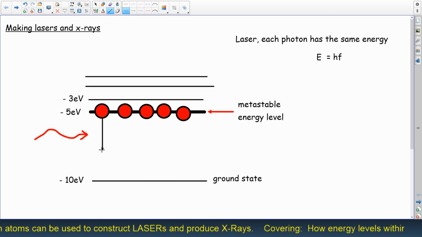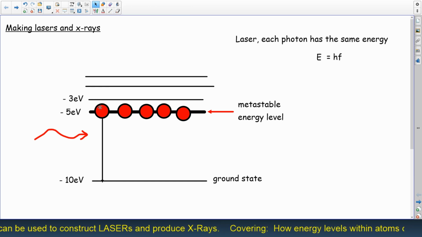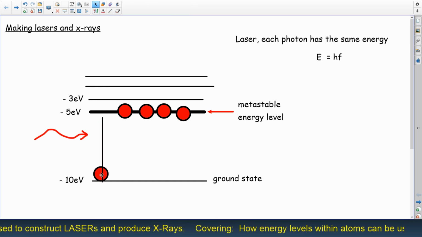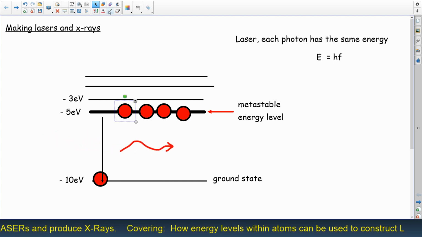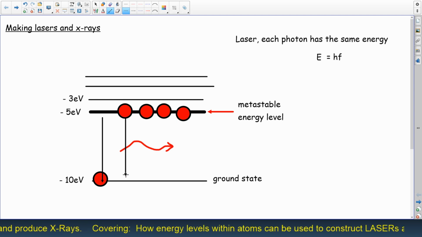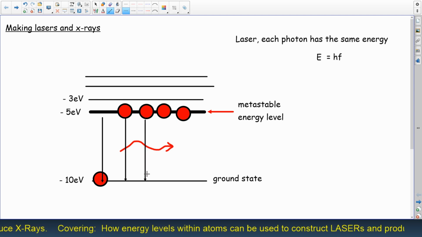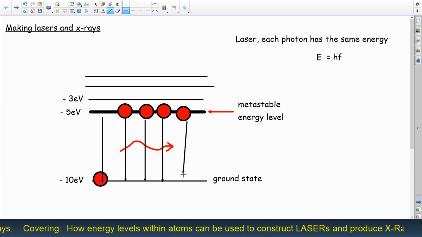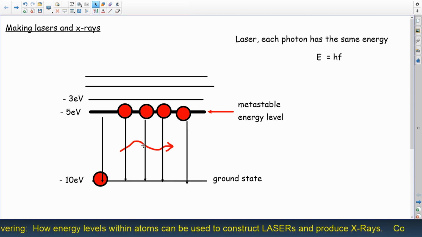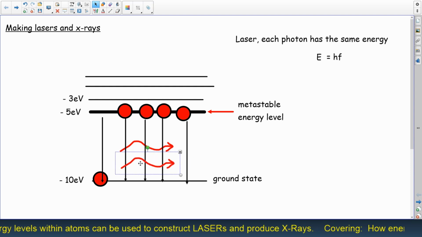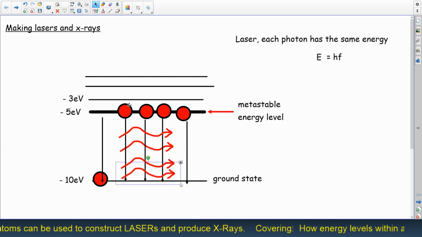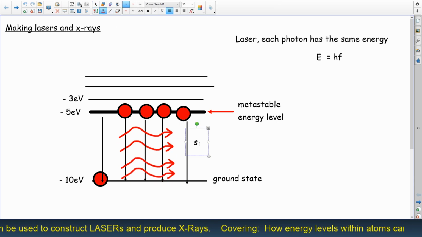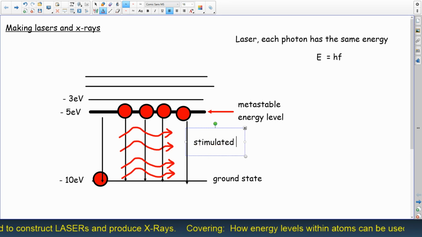When one of these electrons drops from our metastable energy level to our ground state and releases its photon, it then stimulates other electrons to drop as well. Okay, and they will fall. So if the electron can fall from the metastable state here to produce an equal energy, same phase photon, it will. Okay, and this is called stimulated emission.